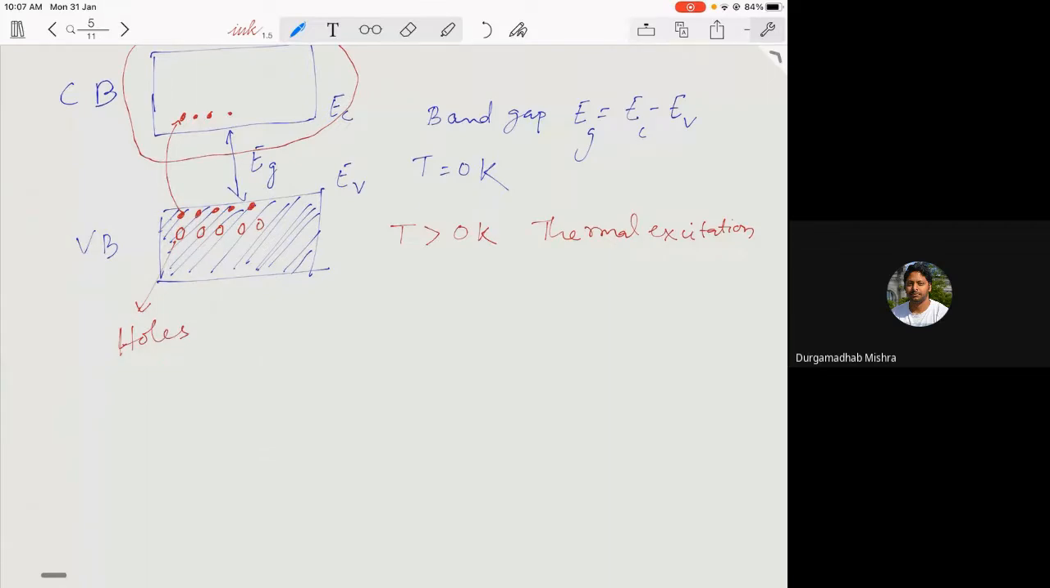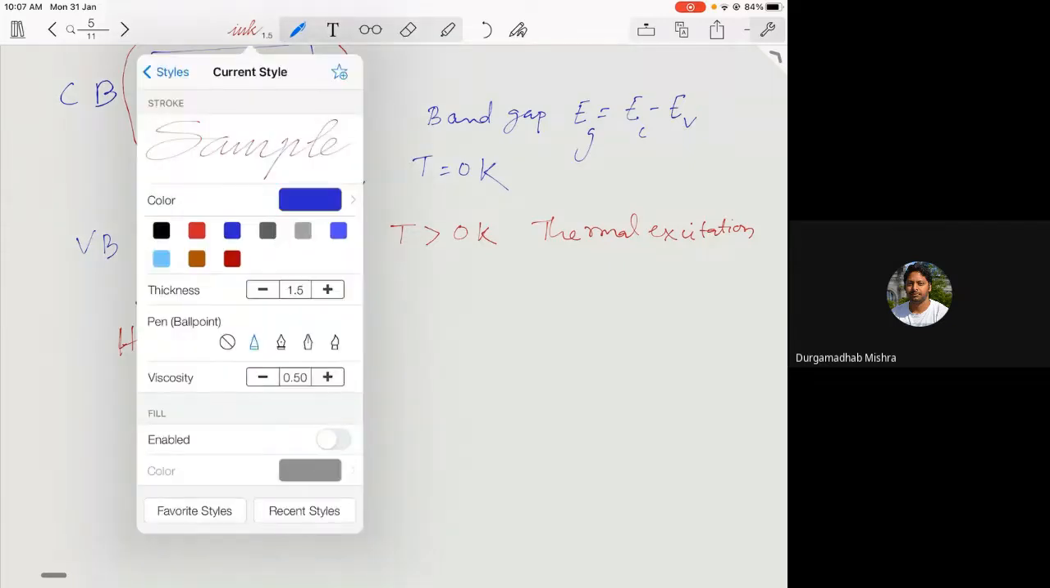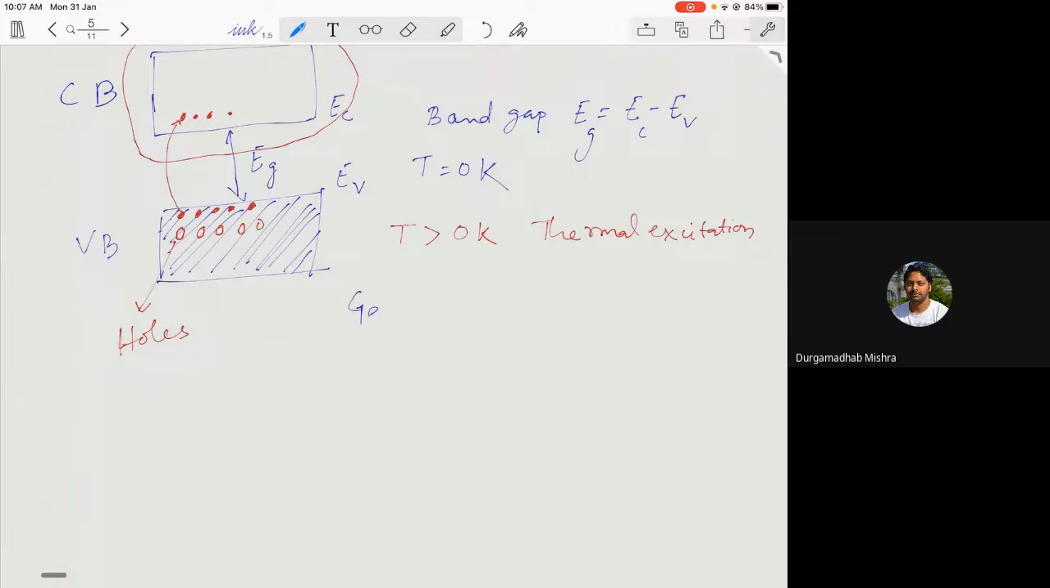So now when you have this conduction band and valence band, you create electrons and holes. So what we have is generation of electron and hole pairs. That means when you create an electron, at the same time you are creating a hole as well. So that's why we call it an electron hole pair.